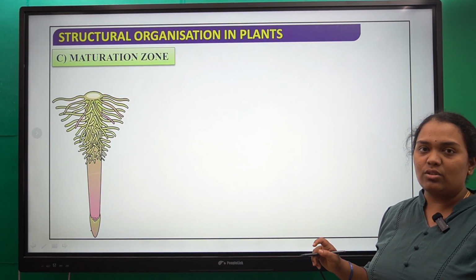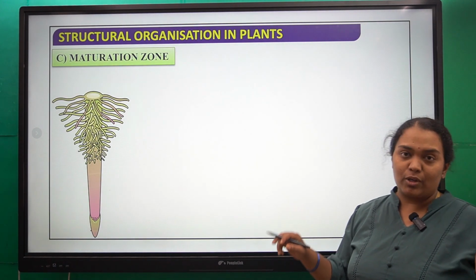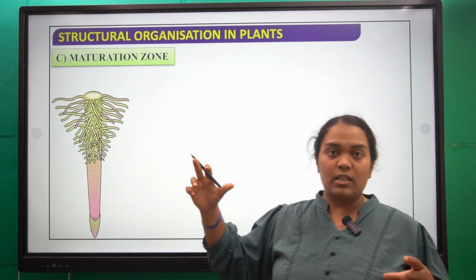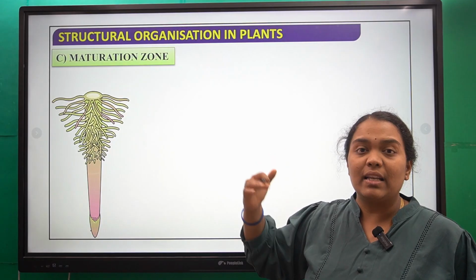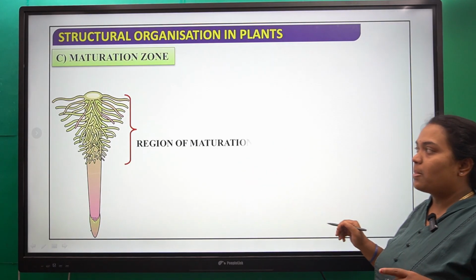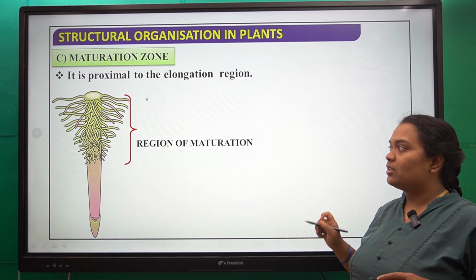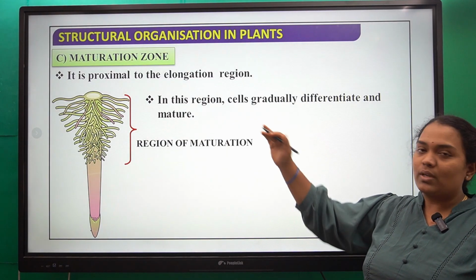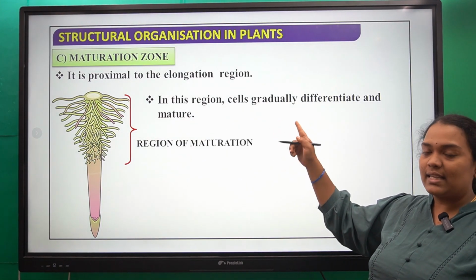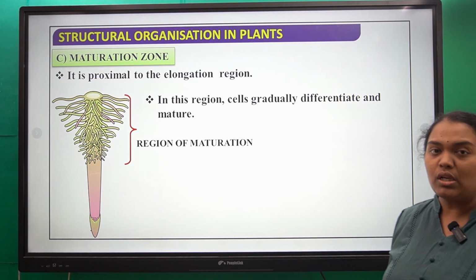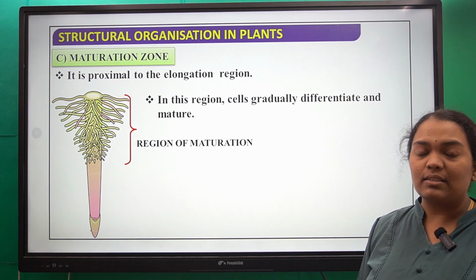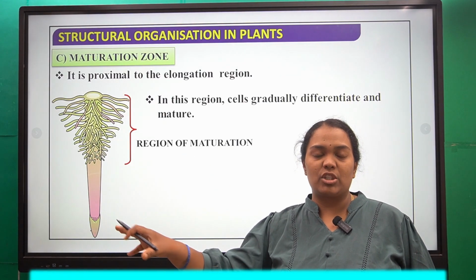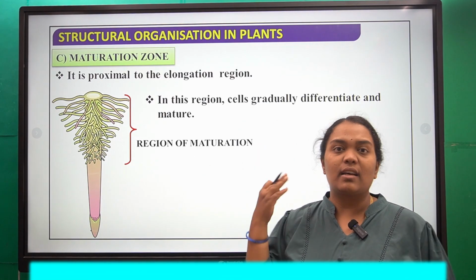Next is the maturation zone. The cell which is produced in the meristematic region is small, in the elongation region it has elongated, and finally it is completely matured in the maturation zone. So this is the region of maturation. When you see, it is proximal to the elongated region, towards the base. In this region, cells gradually differentiate and mature. And what does maturity mean? That the cell is defined, or the cell is given a specific function, and all the parts of the cell are well developed.